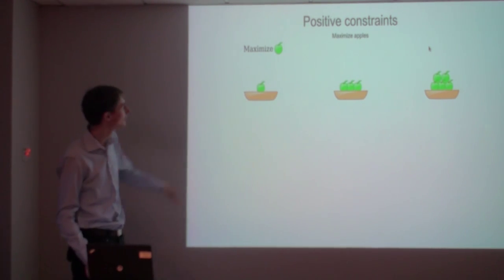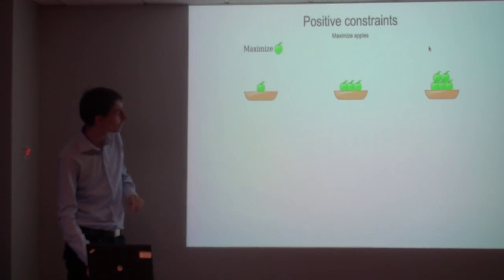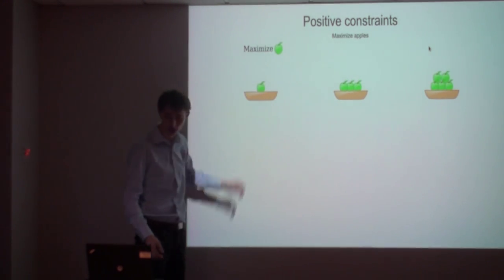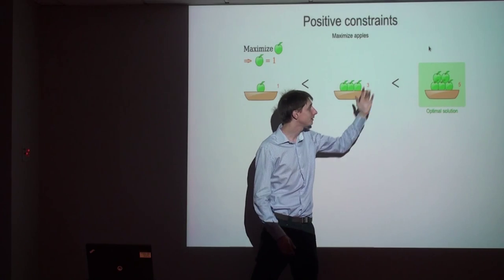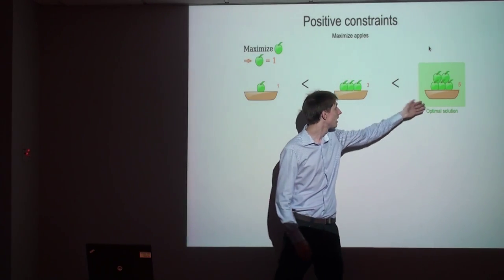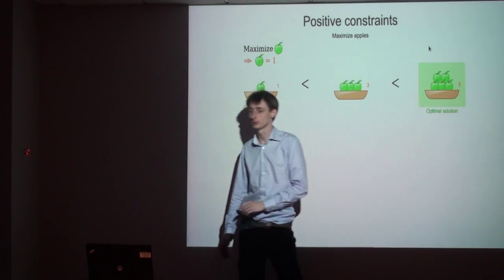Yeah, indeed. The third one. So how do we do that? Well, we basically just count the number of apples, right? It's that simple. We say, this is one apple, this is three, and this is five. So five apples is better, so this is the optimal solution.